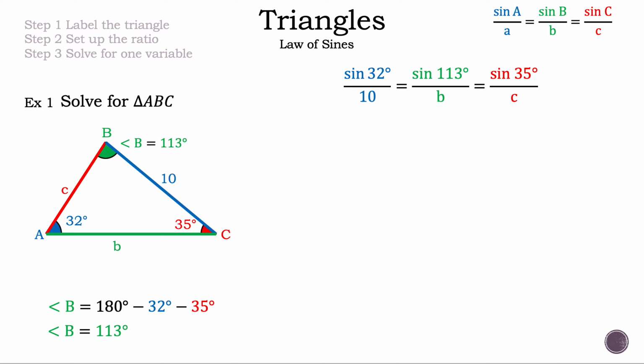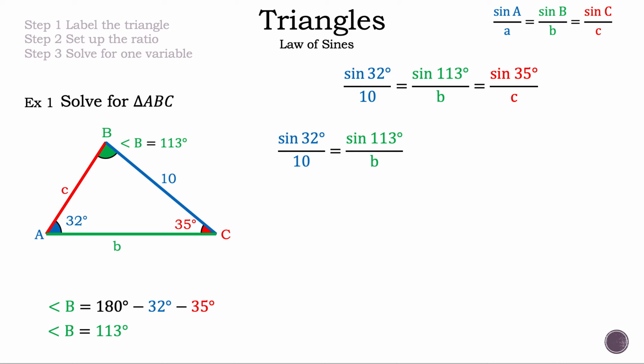Now we're going to go ahead and solve for side B. Why are we doing side B first? Because it is next to the blue ratio and we already know both of those variables. And so we're going to go ahead and start with that one. So we have sine of 32 degrees over 10 is equal to sine of 113 degrees over B.